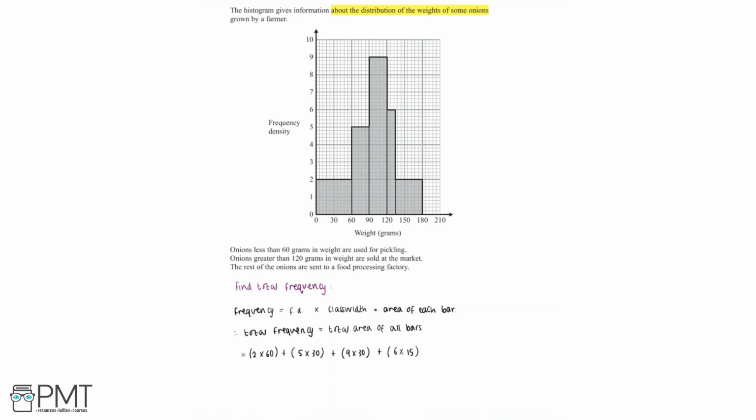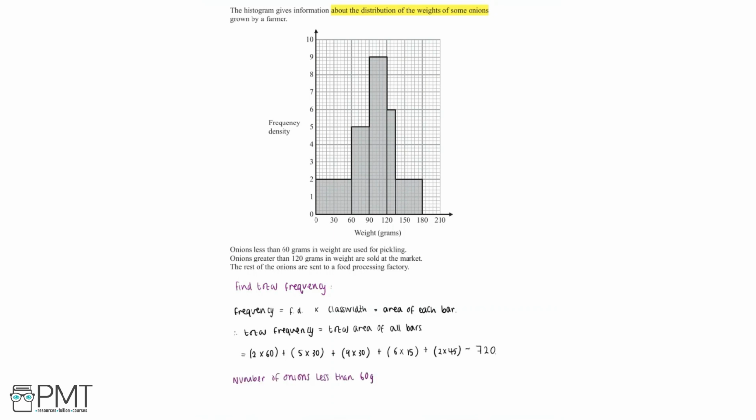And now to find the area of the final bar, we have a height of 2, and a base of 180 take away 135, which is equal to 45. Now putting these into our calculator, we can see that we have a total area of 720. And so we've therefore found that the total frequency is equal to 720.